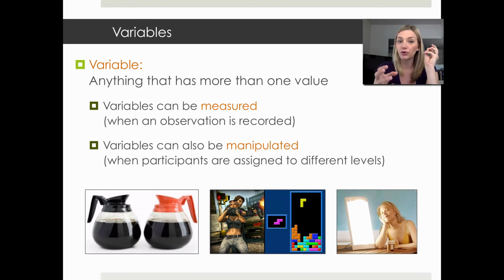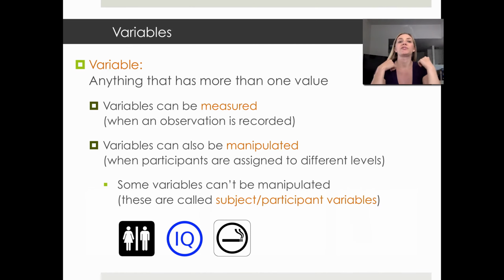The researcher is controlling that variable by saying, you're going to be in this condition and you're going to be in that condition. Now, there are some variables that can't be manipulated, either for practical reasons or ethical reasons. So from a practical standpoint, certain variables like a person's sex, their gender, or their personality, or their IQ, just simply can't be manipulated. People are what they are.